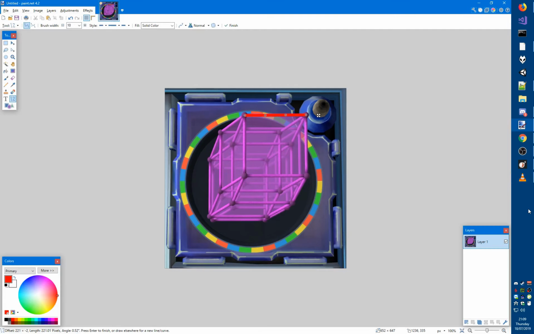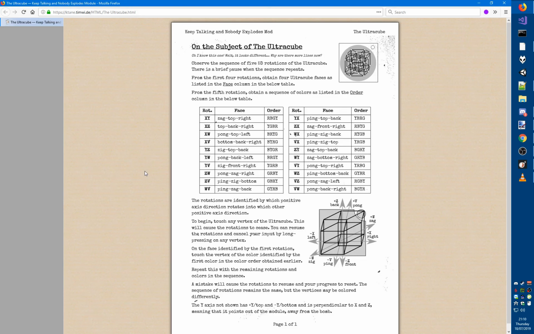Okay, you may have noticed the line went towards the left, but then it sort of disappeared. It became a sort of short line that was kind of like going inwards. This is the one axis that you cannot directly see, because this is the axis that is aligned with your view of the cube. In the manual, there is a sentence down here which explains this. The y-axis is not shown, and it is perpendicular to x and z, which means at a right angle to both x and z, and it means it points out of the module away from the bomb.